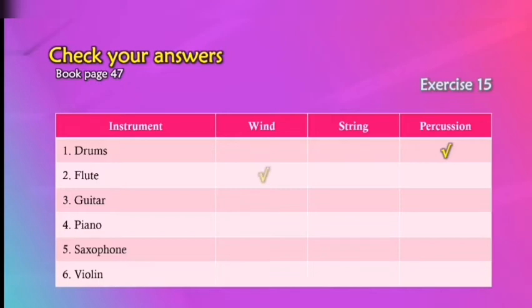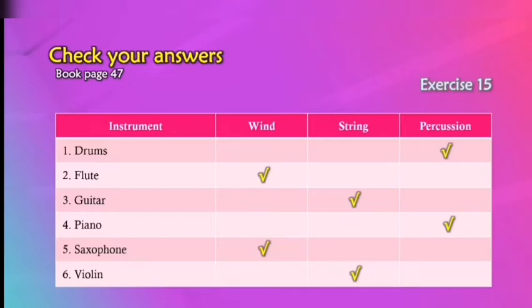How about number 2, flute? Right, it is a wind instrument. And about guitar? Yes, you're correct. It is a string instrument. And the piano, I have mentioned before, it is a percussion instrument, right? And saxophone. Yeah, you're right. It is a wind instrument. And the last one, violin, is? Absolutely, it is a string instrument. Okay, so we have finished checking your answers on book page 47.